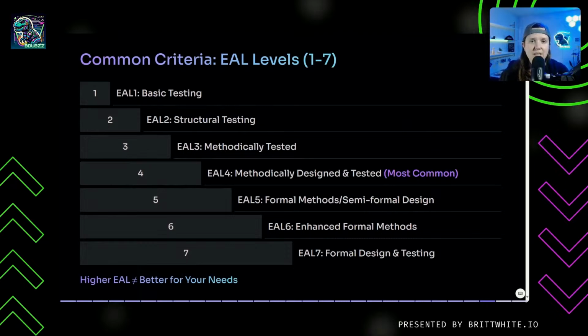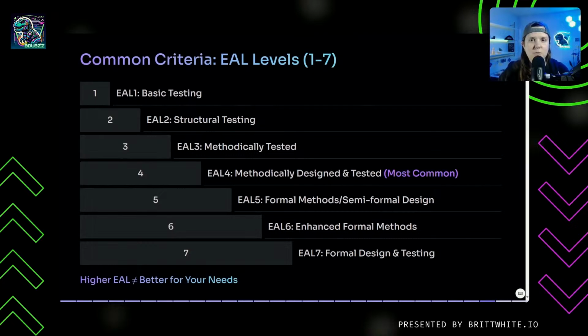EAL 2 digs a bit deeper. We start looking at how the product is designed and structured. EAL 3 is a more systematic and methodical approach to testing. There's more documentation and review involved.